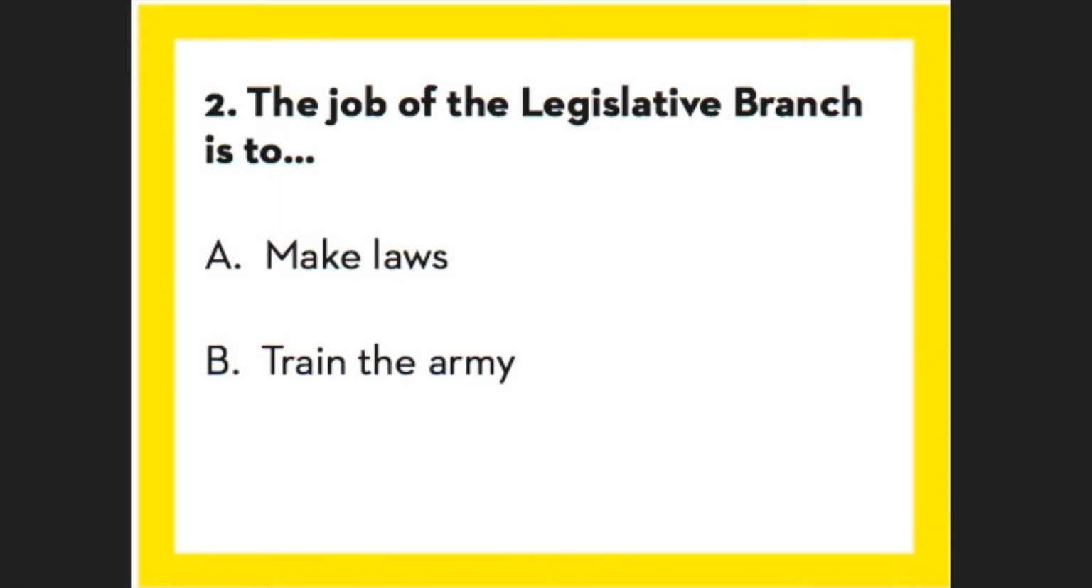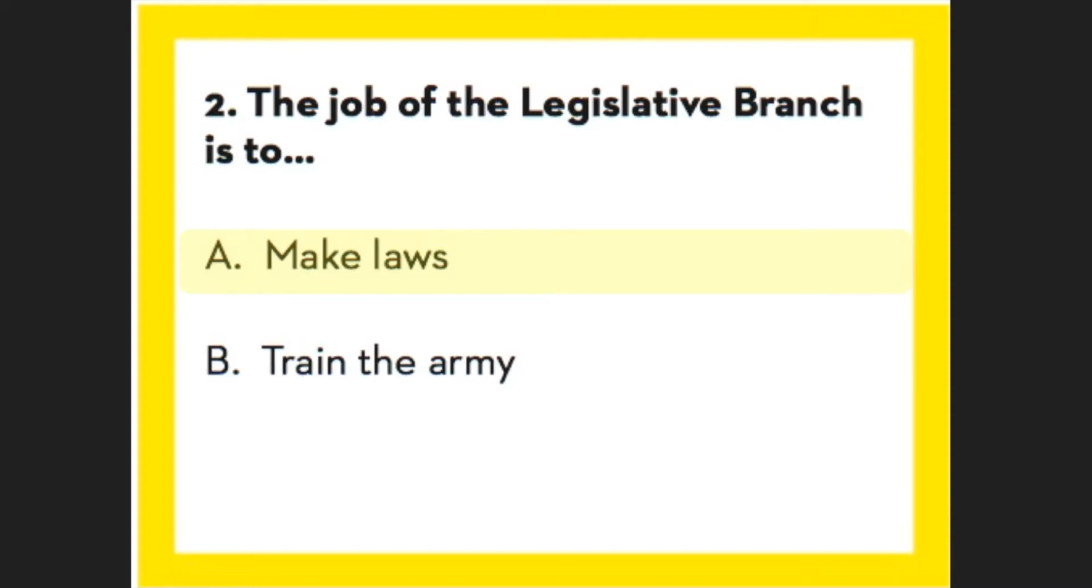The job of the legislative branch is to A. Make laws. B. Train the army. Okay. The job of the legislative branch is to A. Make laws. B. Train the army. All right, let's find out. It is A. Make laws.